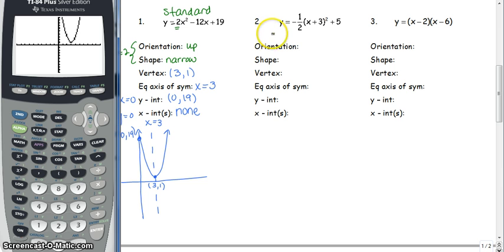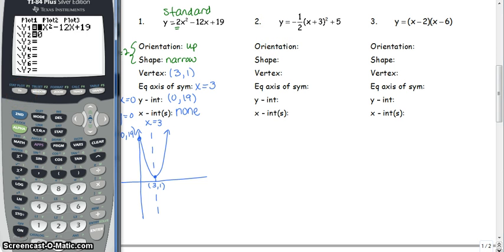When we move over and we look at number 2, and we want to go back and enter our equation in, we don't even have to do that yet. We can just look at our a value for the orientation and shape. Our a is a negative 1/2. The negative tells me that it's going to go down. The 1/2 tells me that it's going to be wide.